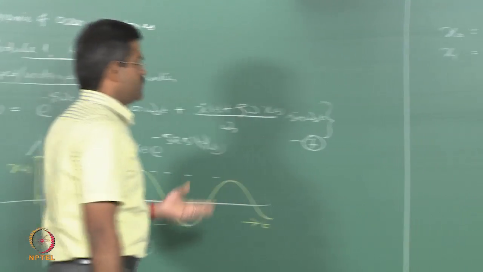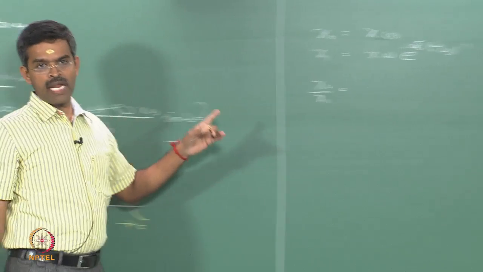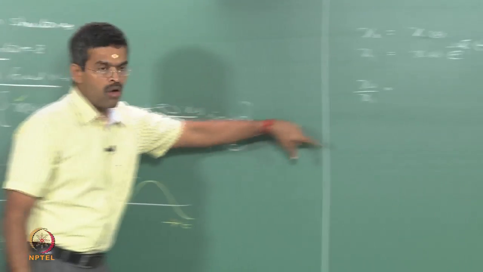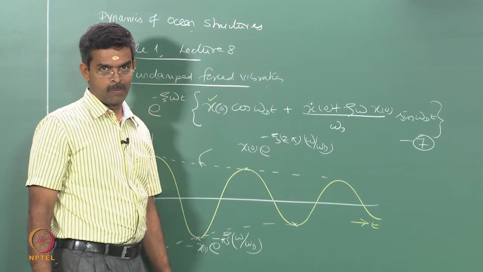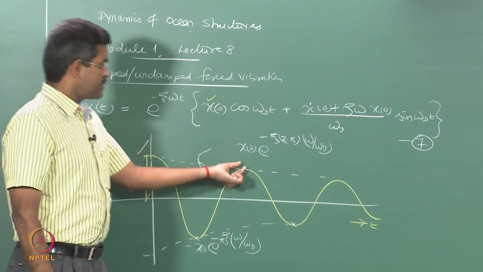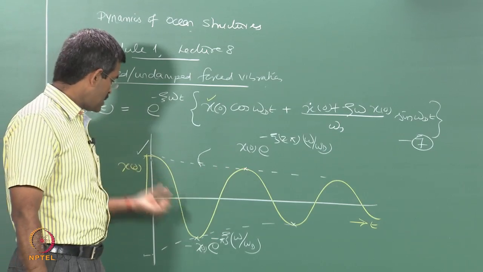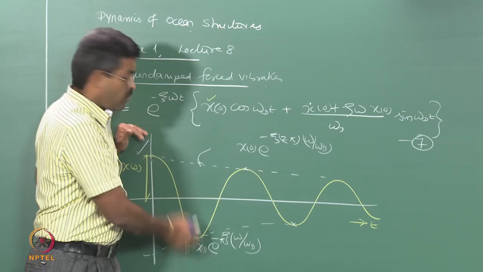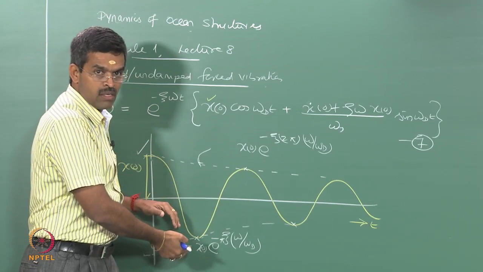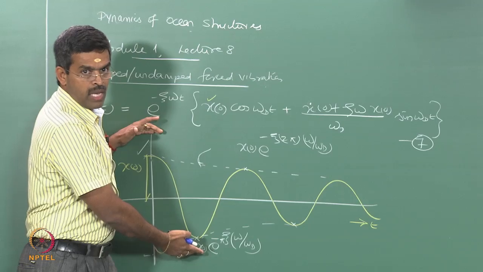Let me find a ratio of this, that is x0 by x1. Now, what I am trying to do here is the ratio of successive positive displacement. Why am I not looking at the successive displacement? Because successive displacement has a phase change, one is positive, one is negative, so the amplitude of this will actually be the sum of these two. So, I am not interested in that.